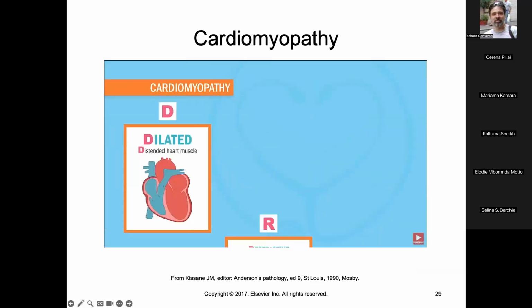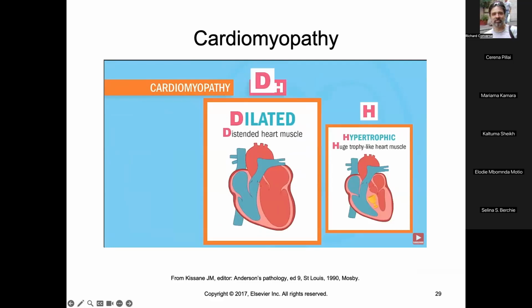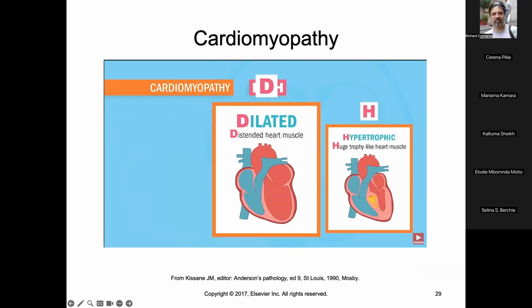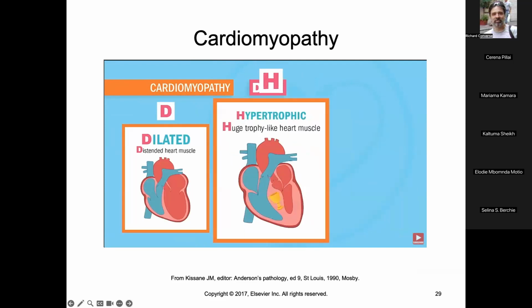Now, there are 3 different types of cardiomyopathy that affect the cardiac muscle. So we use the acronym Dr. H. D stands for dilated cardiomyopathy. So remember D for distended and thin heart muscles, kind of like a balloon. R is for restrictive cardiomyopathy. So remember R for rock hard, rigid cardiac muscle. And H is for hypertrophic.